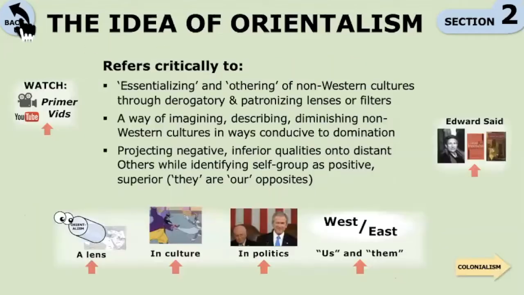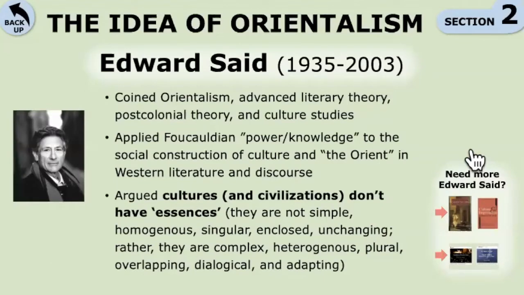Now let's back up a level. Where does the idea of Orientalism come from? Mostly it comes from the work of Edward Said. Edward Said coined the term Orientalism. In the process, he advanced literary theory, post-colonial theory, and culture studies. Said applied Michel Foucault's idea of power knowledge to the social construction of culture and the Orient in Western literature and discourse. You don't have to really know what that means. It's a very technical statement, but if you're pursuing social sciences, you're going to need to be familiar with this.